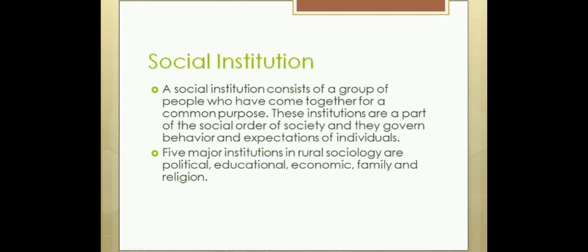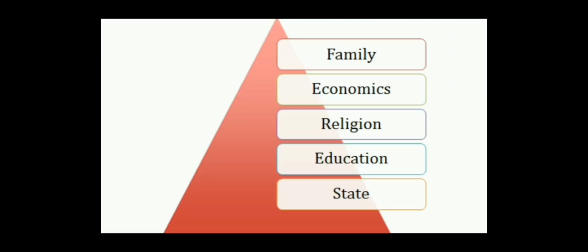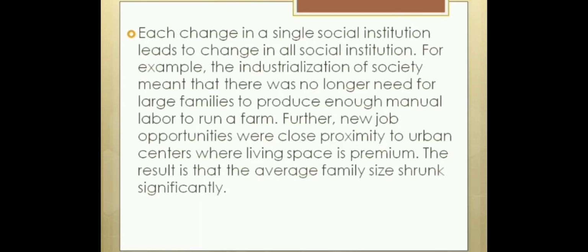A social institution consists of a group of people who come together for a common purpose. These institutions are part of a social order or society and they govern the behavior and expectations of an individual. Five major institutions in rural sociology are family, economics, religion, education, and state. State can also be called political. Each change in a single social institution leads to a change in all social institutions.